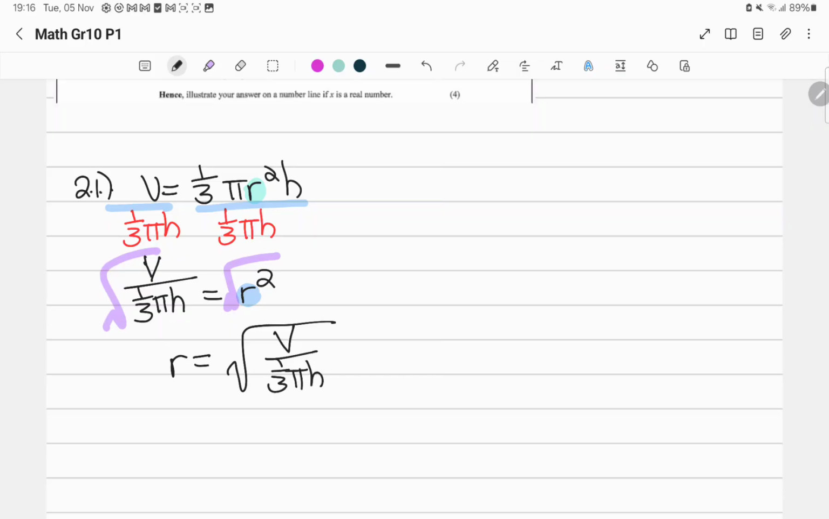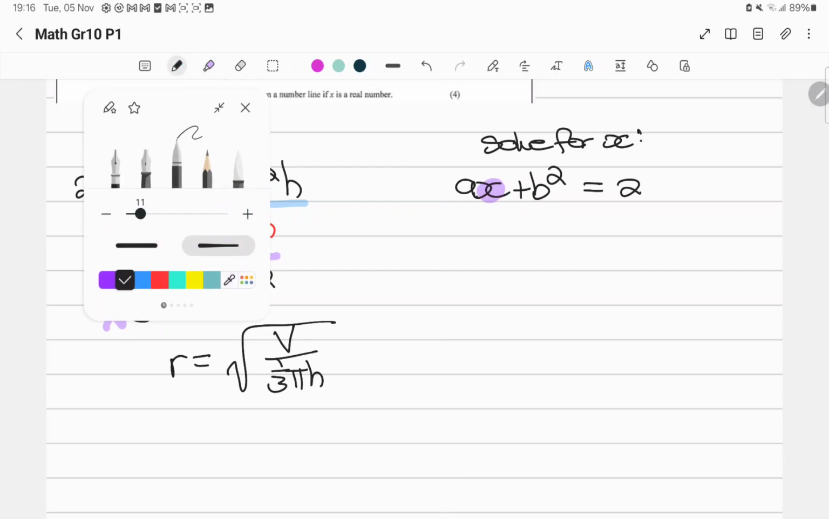Alright, this is supposed to be an easy question. Don't go and overcomplicate it. Just take everything that is not that letter and take it over. What I also see them often do is they will, for example, tell you that ax plus b squared is equal to 2, and then they ask you, solve for x. Alright, it's exactly the same thing. Getting x alone, solving for x, making x the subject, all of it means exactly the same thing. I want to get x on its own.